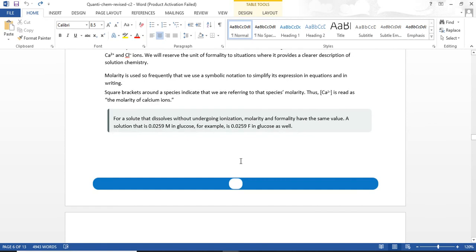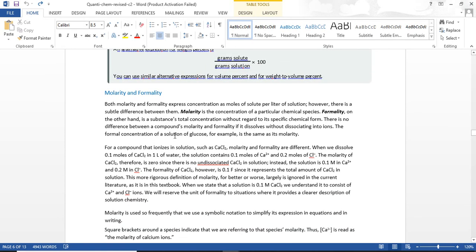Now, let us know more about molarity and formality. Both molarity and formality express concentration as moles of solute per liter of solution. However, there is a subtle difference between them. Molarity is the concentration of a particular chemical species. Formality, on the other hand, is a substance's total concentration without regard to its specific chemical form.